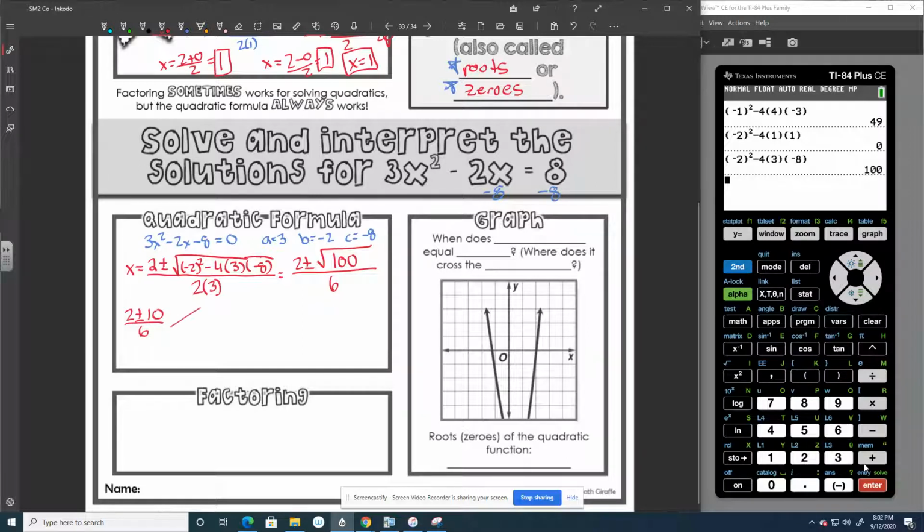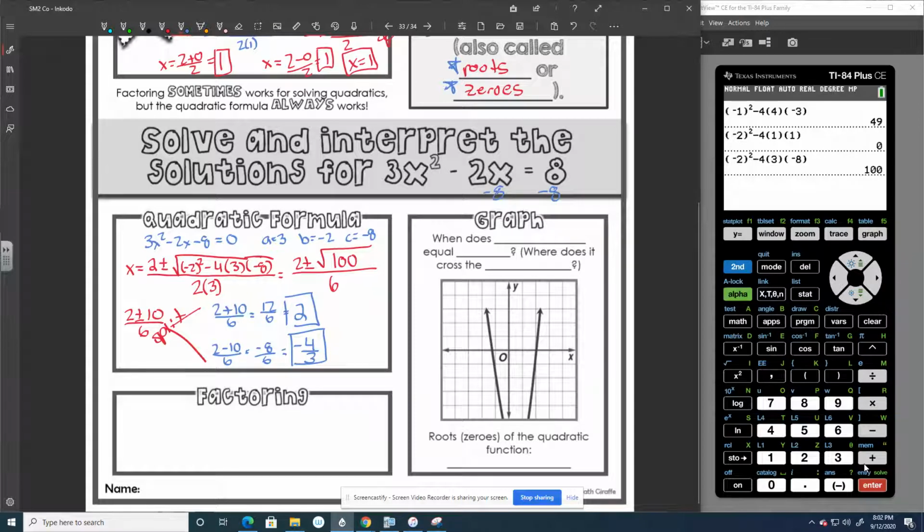Now here's where I split, okay? Here's where we split the problem into 2. So I've got 2 plus 10 divided by 6, and I have 2 minus 10 divided by 6. So 2 plus 10 is 12 over 6, which equals 2. So there's one answer. 2 minus 10 is negative 8 over 6, which comes out to be negative 4/3.